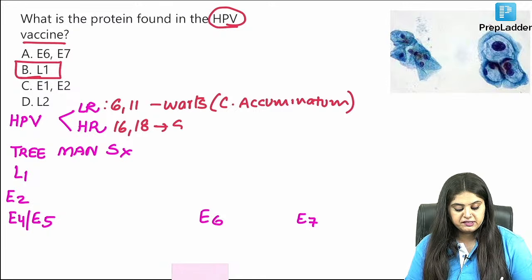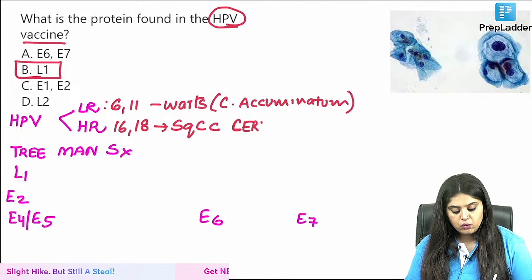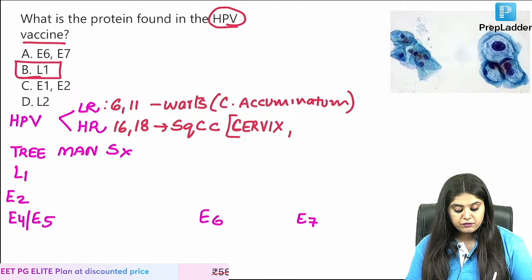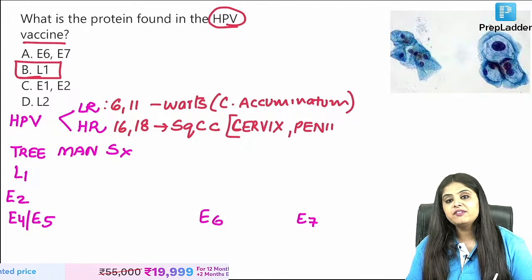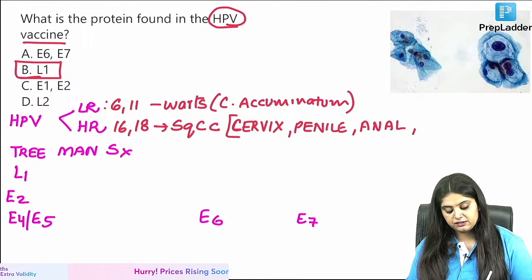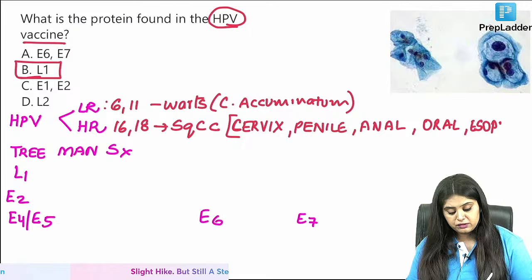They cause squamous cell carcinoma. Where? Squamous cell carcinoma, as per Poonam Pandey, only cervix. But now we are medicos, more educated, right? So we know that it can cause squamous cell carcinoma wherever squamous epithelium is there, like the penile area has squamous epithelium, anal canal has squamous epithelium, oral cavity has squamous epithelium. For that matter, esophagus also has squamous epithelium, and larynx also has squamous epithelium.